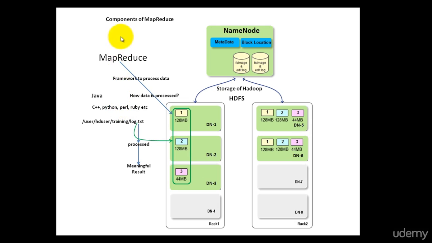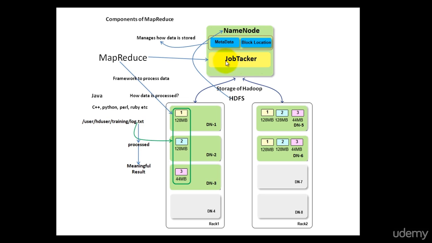Let us see some components of MapReduce. Like HDFS has name node, MapReduce has job tracker. In HDFS, name node manages how data is stored in the cluster. In MapReduce, job tracker manages how this data is processed in the cluster. It coordinates all the jobs in the cluster. It also keeps track of the overall progress of each job in the cluster.